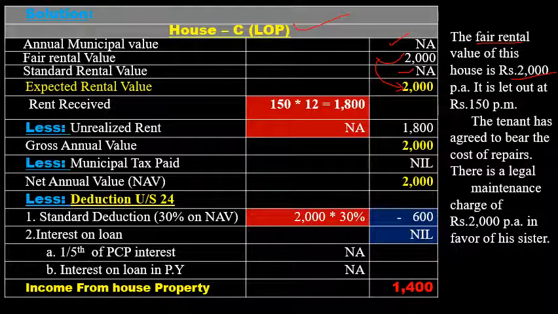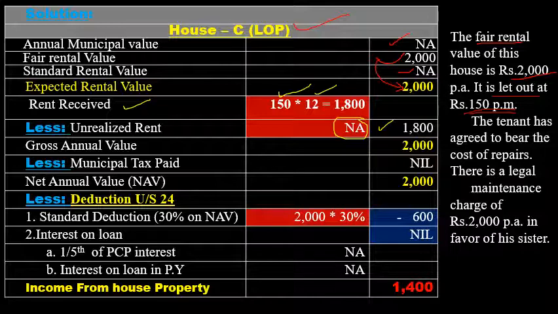Next is rent received. It was let out at rupees 150 per month. It is a let out property, as I told. 150 per month monthly rent, and it was let out throughout the year, for 12 months. So 150 into 12, rent received is 1,800 per annum, the total rent received or receivable. And unrealized rent is not given. No unrealized rent, so it is not applicable. So after considering unrealized rent, the rent received or receivable is 1,800.